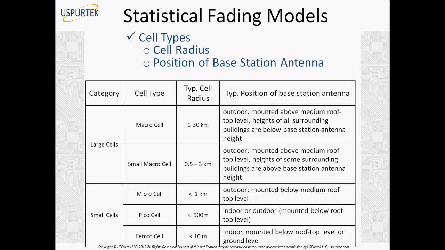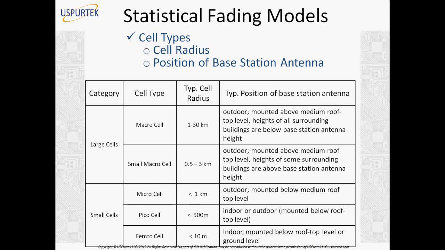So cell radius defines the size of the cell actually. You could have large cells or you could have small cells. And in large cells you have macro cells or a small macro cell. Typical cell radius is up to 30 kilometers for a macro cell, up to 3 kilometers for a small macro cell. This is based on an industry consensus, whatever numbers I'm giving you here. So in small cells you could have microcells, picocells, and femtocells. Microcells are really less than 1 kilometer, picocells less than 500 meters, and femtocells less than 10 meters.